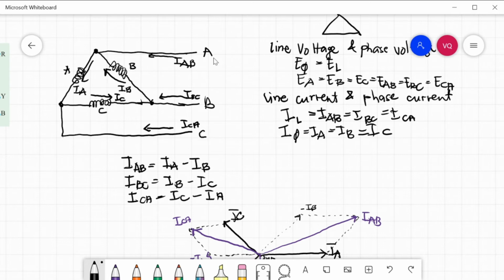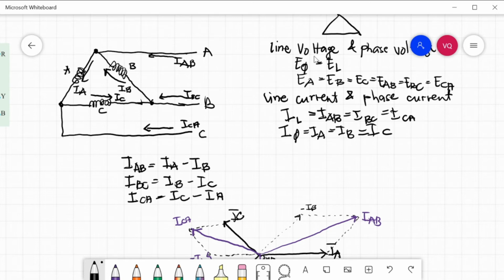Phase voltages are EA, EB, and EC. Phase currents are IA, IB, and IC. The direction of our IAB, which is the line current, is towards the node, and it is the difference between IA and IB using the KCL equation. As well as IBC, towards the node, is the difference between IB and IC. Also ICA, towards the node, is the difference between IC and IA.